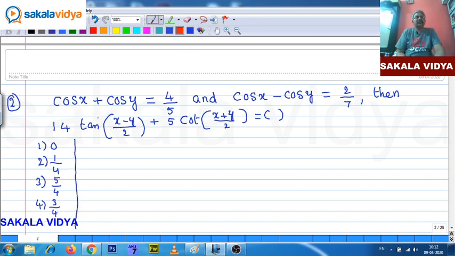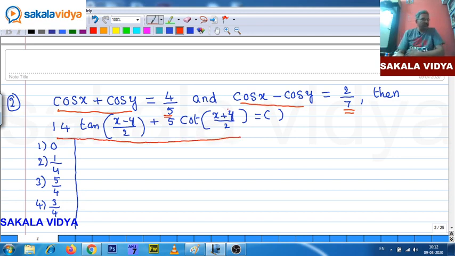So cos x plus cos y is given as 4/5 and cos x minus cos y is given as 2/7. Then we need to find 14 times tan of (x minus y)/2 plus 5 cot of (x plus y)/2.